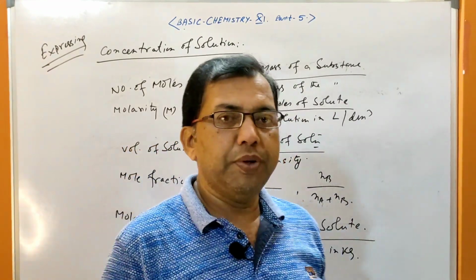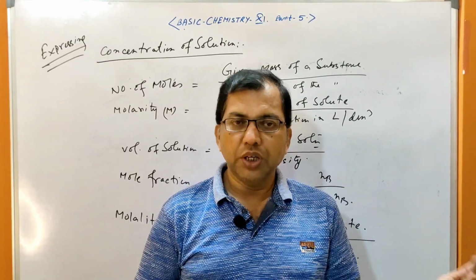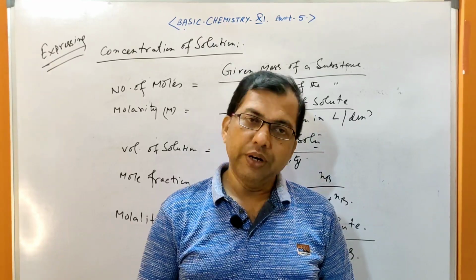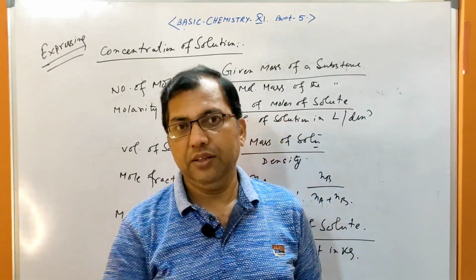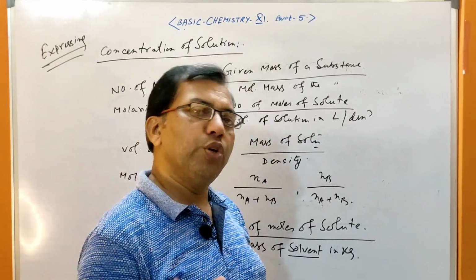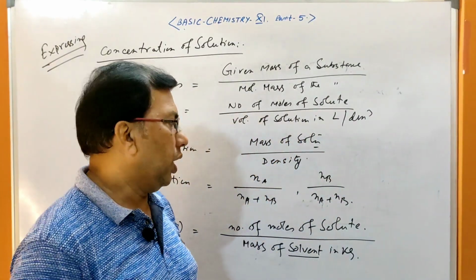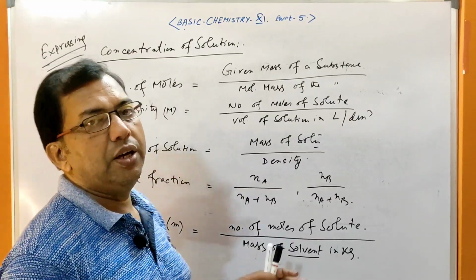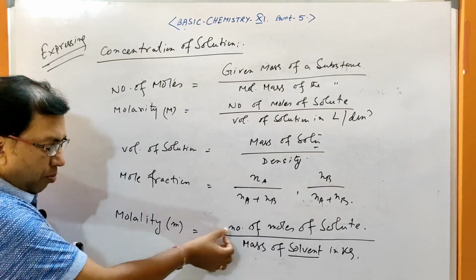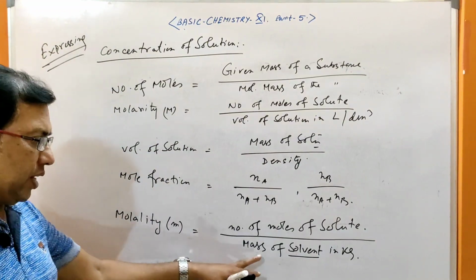Next, the last part is molality. What is molarity? What I told: number of moles of solute by total volume of solution in liter. And what is molality? That is molality. Molality means liquid comes, solvent comes. It is the ratio of number of moles of solute to the mass of solvent in kg. Molality is represented by small m: number of moles of solute by mass of solvent in kg.